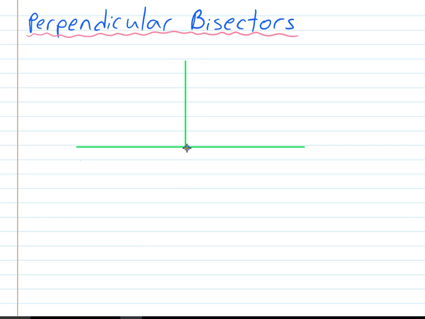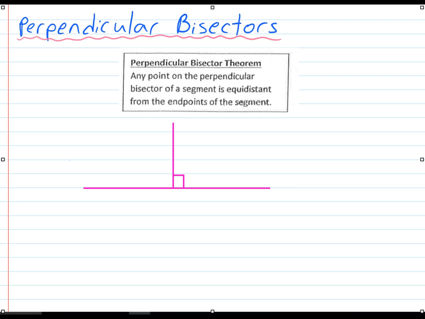Let's just go like that. I bisect that segment, and in fact I bisect it at a 90-degree angle right here. Then that is a perpendicular bisector. Now we have something called the perpendicular bisector theorem, and this says that any point on the perpendicular bisector of a segment is equidistant from the endpoints of the segment.